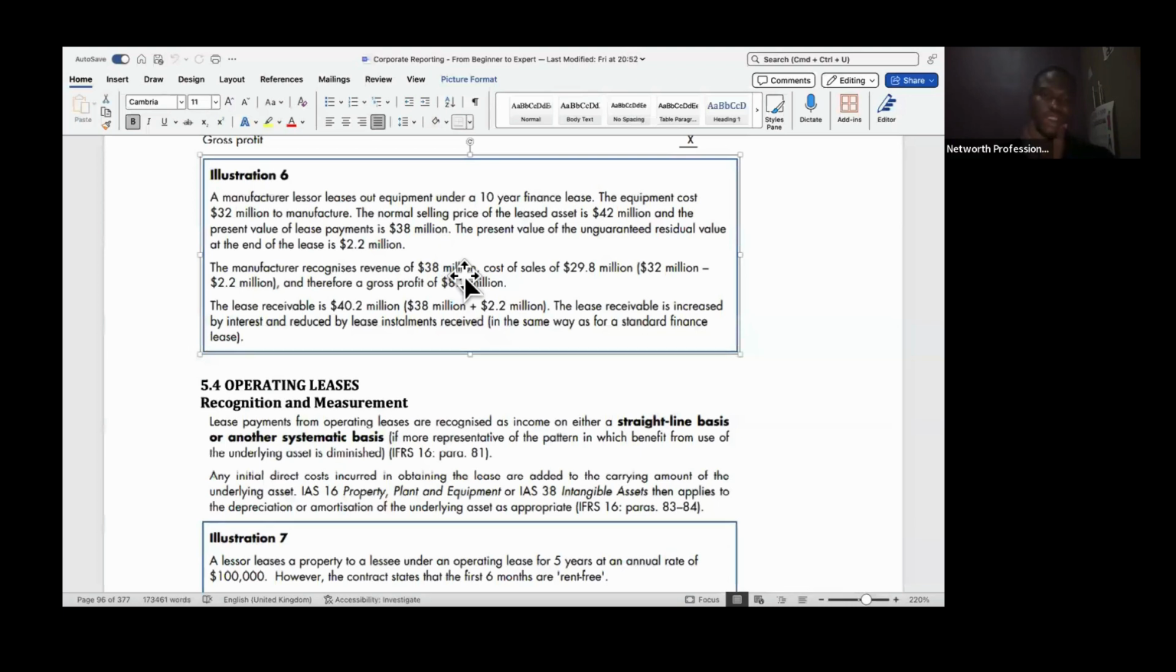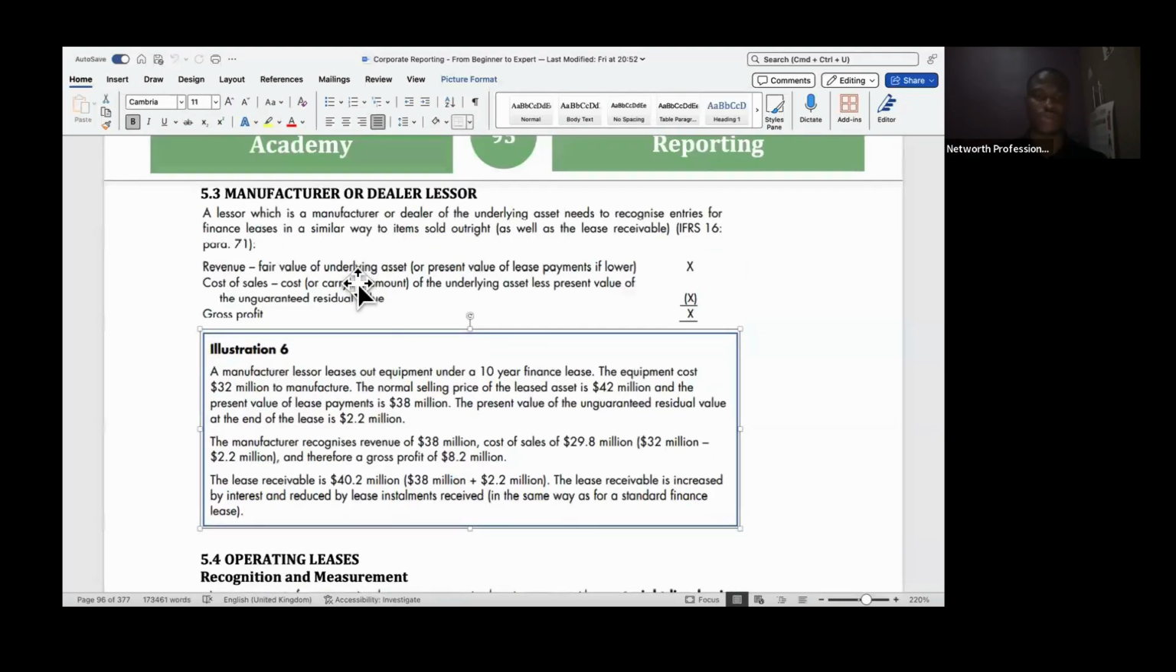Then, in addition to this gross profit, it's going to recognize a lease receivable, or net investment in the lease, which is ordinarily the PV of the lease rentals, which is 38 million. Then you add your unguaranteed residual value, which is 2.2 million, and that brings us to 40.2 million. Then at the end of the year, we increase this with interest and we reduce it with the lease rental, just as I've shown you earlier. And that is all for manufacturer or dealer lessor.